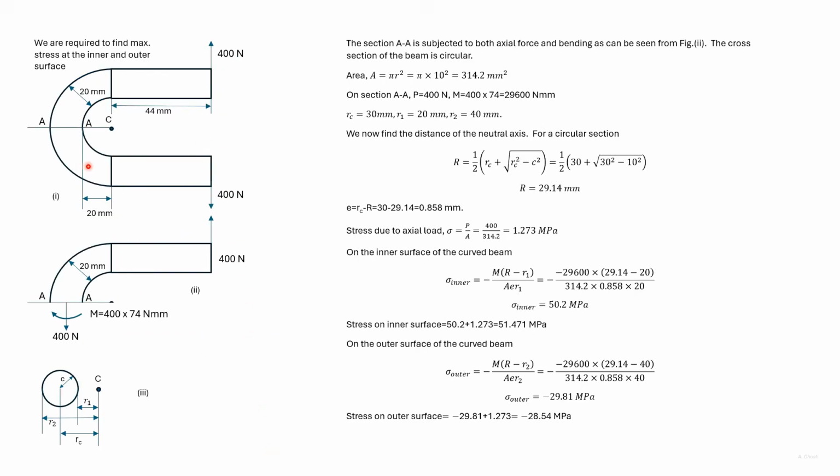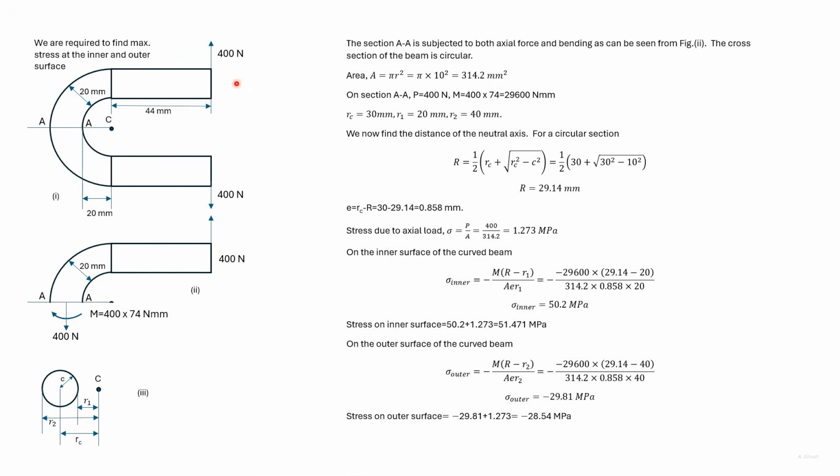We have a semicircular portion with two straight portions here. The cross-section is circular and as such different from the other problems we have dealt with. We are required to find the maximum stress in the inner and the outer surface, and the loading is shown. The maximum moment will occur at a section AA since it is the furthest from the load.